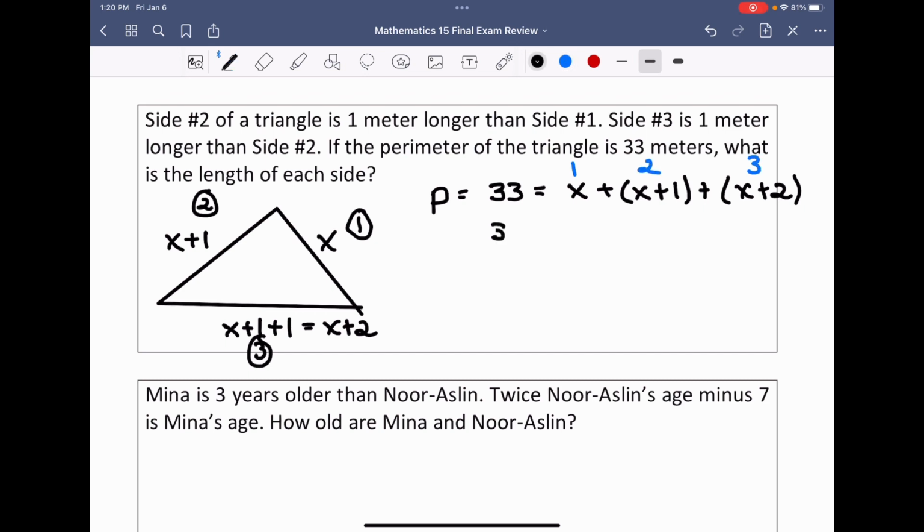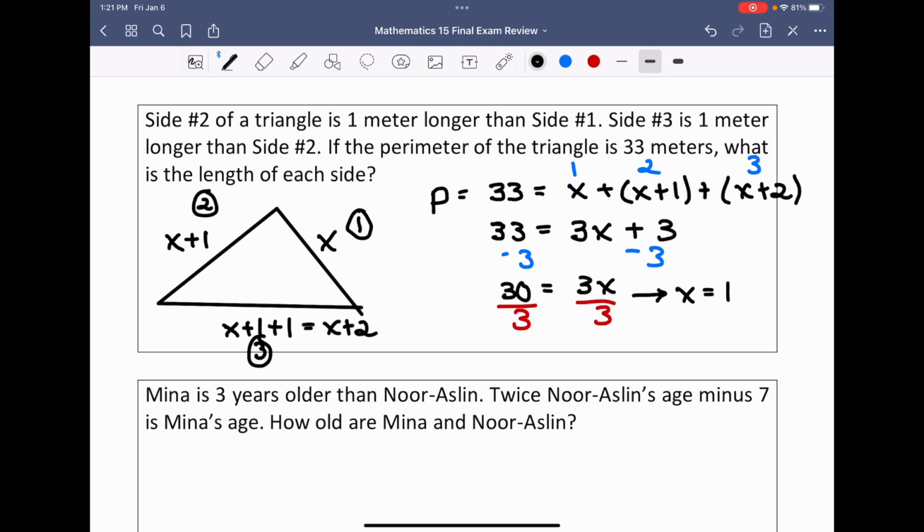Okay, when we add them together, we get 33 is equal to, how many x's do we have? 3 x's total. How many constants do we have? 3. So we have 30 is equal to 3x. And then I divide both sides by 3. Divide both sides by 3. And therefore, x is equal to 10.